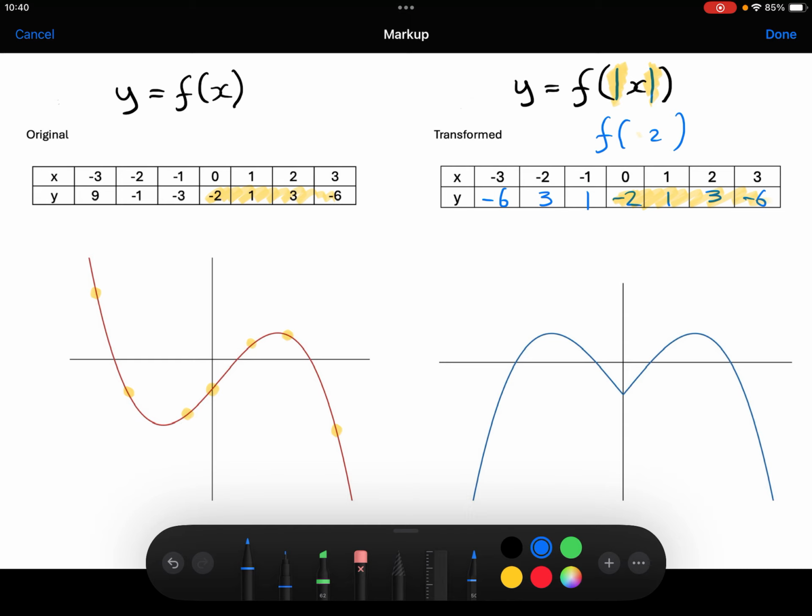So what we're saying then is that this part of the graph won't change at all because the modulus has no effect on the positive x values. So this part of my graph was exactly the same. And then the negative part of the graph, well, that's exactly the same as the positive part of the graph over here. It's a reflection in the y-axis.